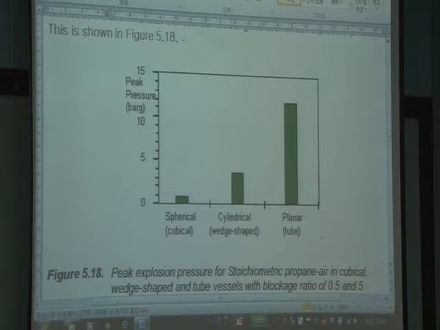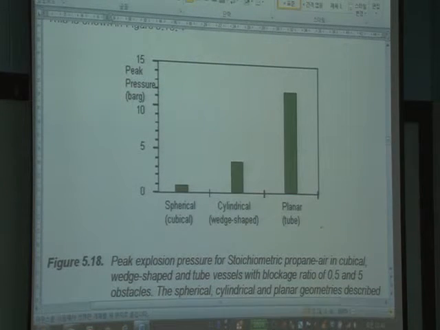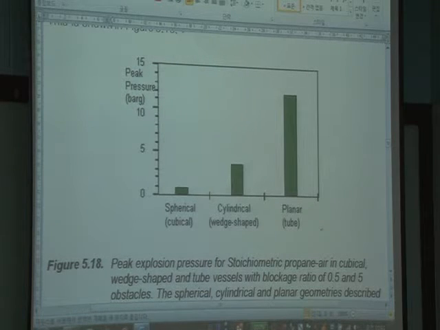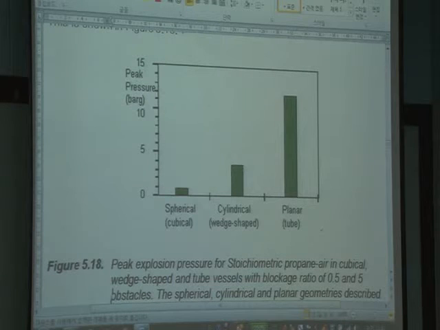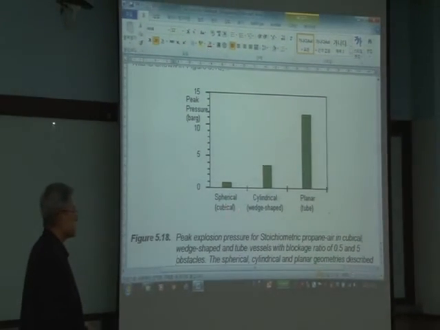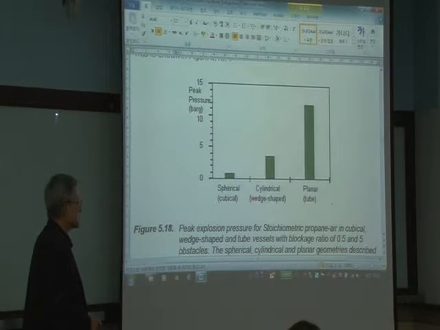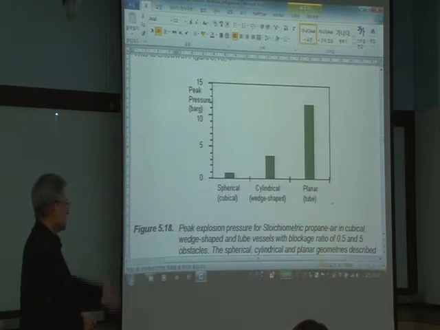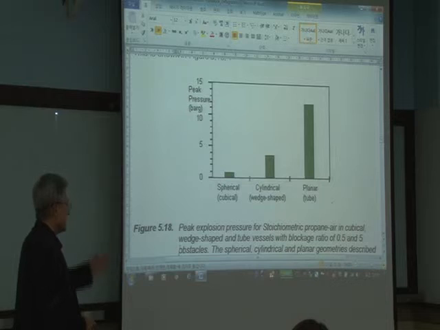And also the size and shape are important. Here is peak pressure, peak dynamic pressure as a gauge pressure, spherical. I'm not sure why they call it spherical. This is cubical concept. This is wedge-shaped concept. It's cylindrical. And the tube: the ignition plate is the plane, and also the blockage is a plane, so it's a tube. So that's three types.